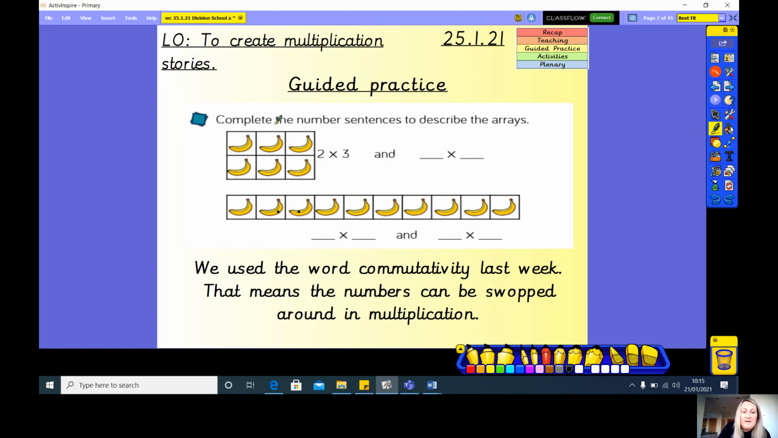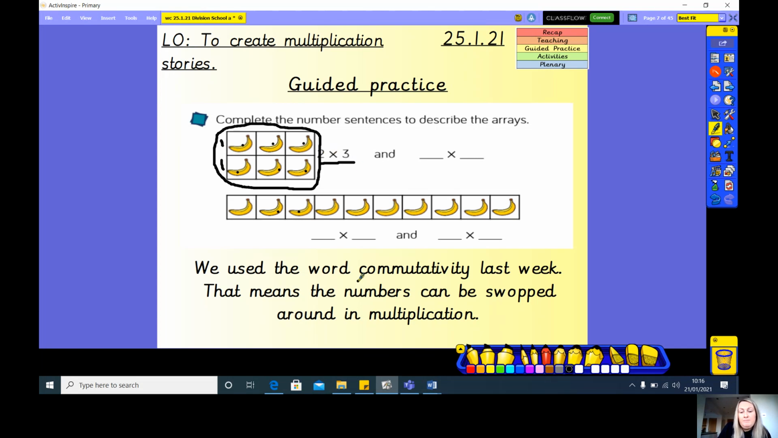Okay, so let's look at this set of bananas first. So we've got 1, 2, 3 on this row and 1, 2, 3 on this row. So we've got 2 lots of 3. Here's one lot of 3. Here's another lot of 3. So one lot of 3 here, another lot of 3 here. So that's 2 lots of 3 all together. So we could say 2 times 3 or 2 lots of 3.